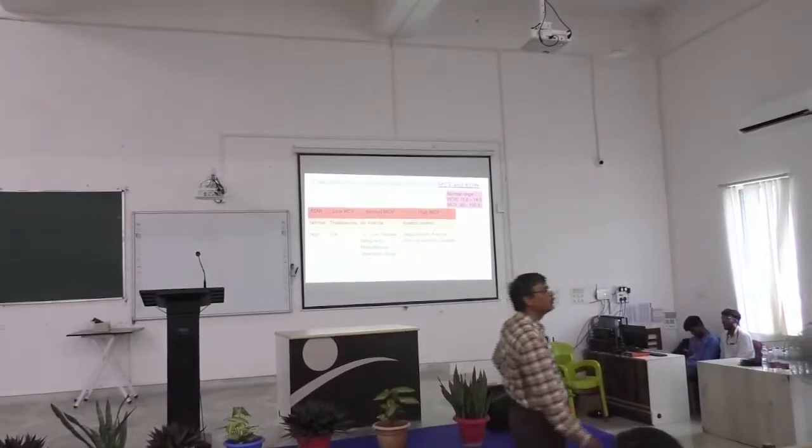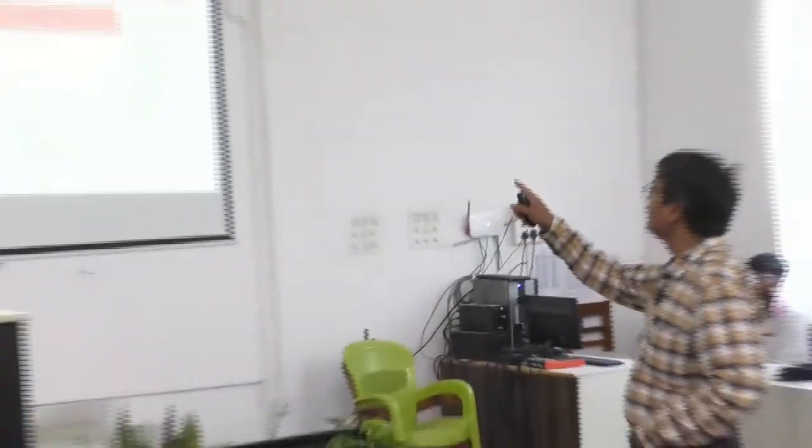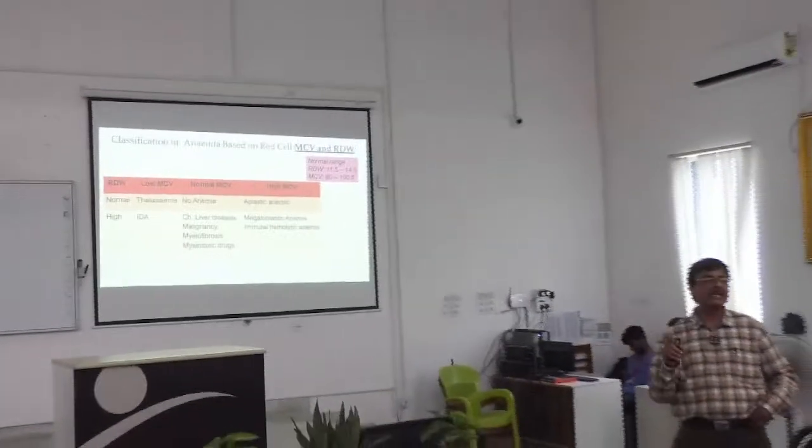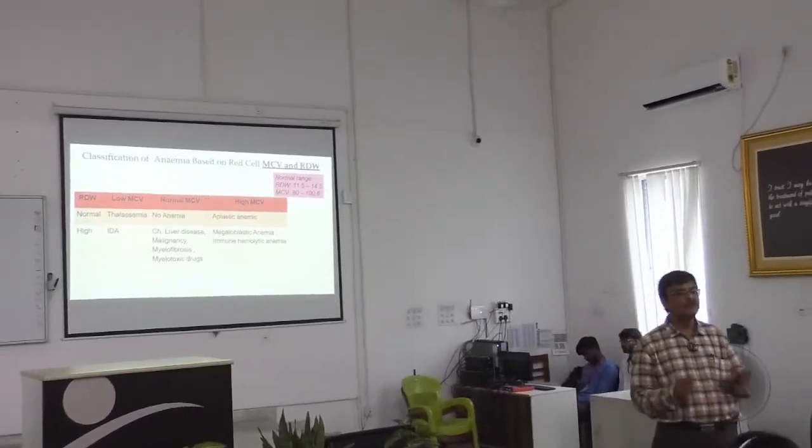What does it mean? That means average volume of the RBC. It is measured in femtoliter. তাই তো? And MCH is the mean corpuscular hemoglobin, it is the amount of hemoglobin present on average in each RBC. That's why it is given in picogram. But MCHC is the percentage of hemoglobin content of each RBC.